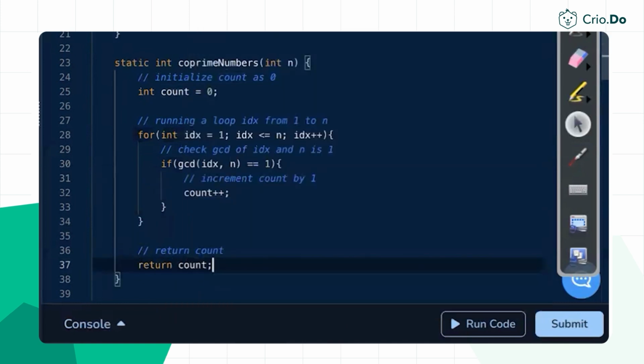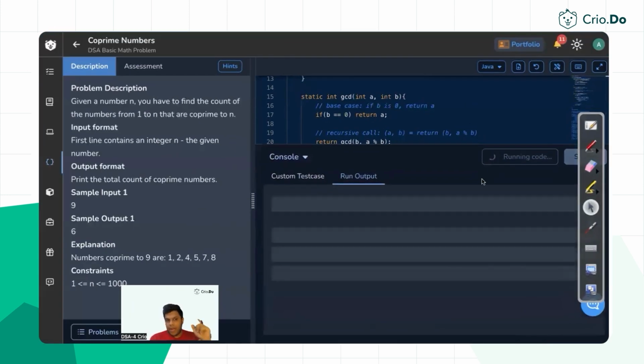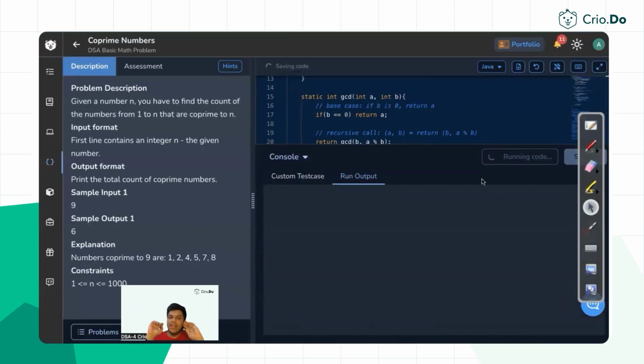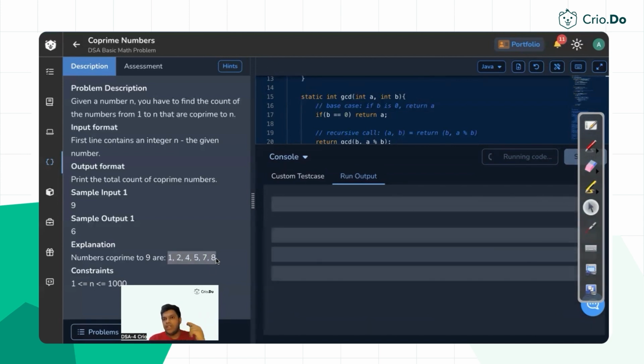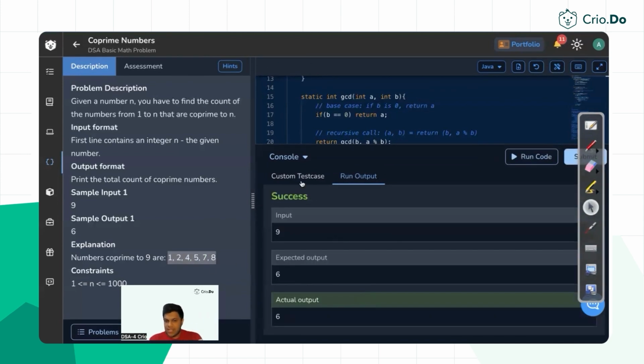So first we will try to run it for the sample test case, that is for 9. We discussed how many numbers are coprime with 9. There are 5 such numbers, actually 6 such numbers: 1, 2, 4, 5, 7, 8. These are the numbers. 6 is the output.